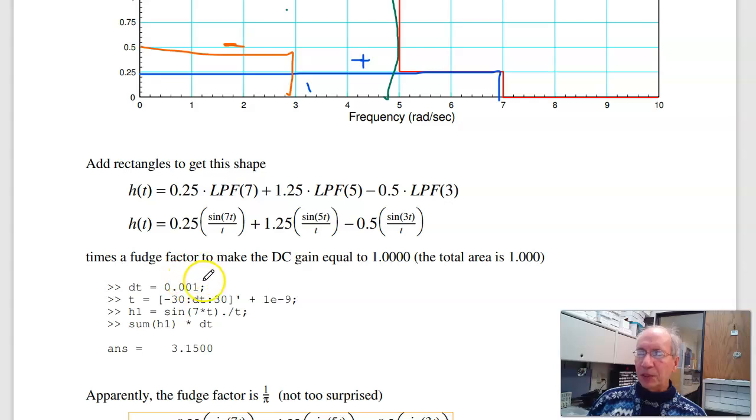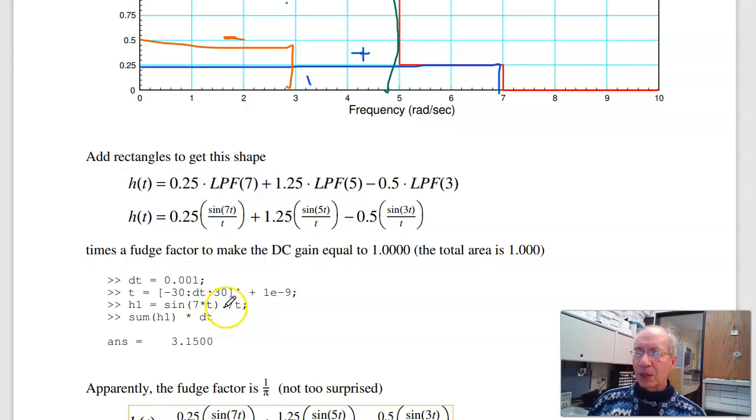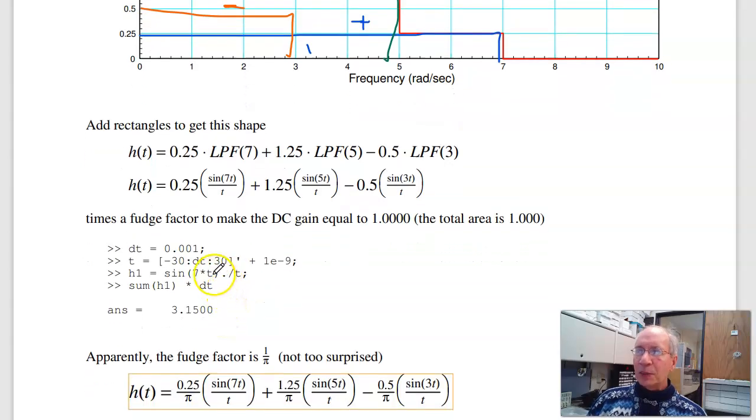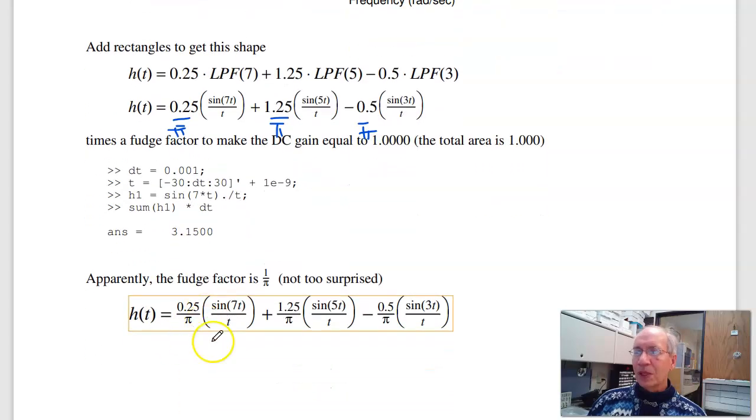So pick your sampling rate. I'm going to choose 1 millisecond. If t goes between minus 30 and plus 30 seconds, shift it slightly to avoid dividing by 0. This is your H1. I want the DC gain to be 1. So if I add up all the terms, I should get 1, and I'm off by pi. So I actually need to divide each of these by pi. Not too surprising. Pi seems to show up pretty often. So there's my impulse response.